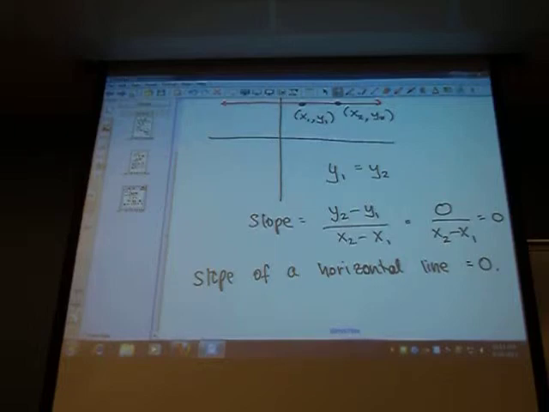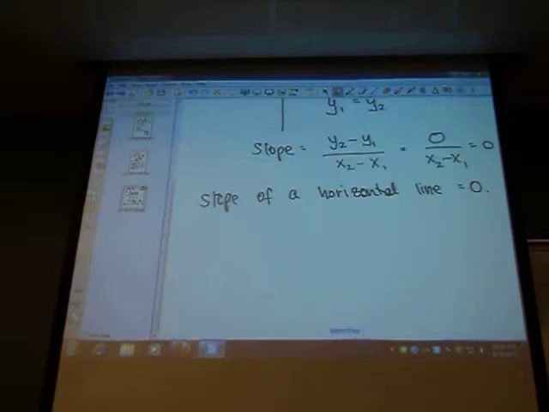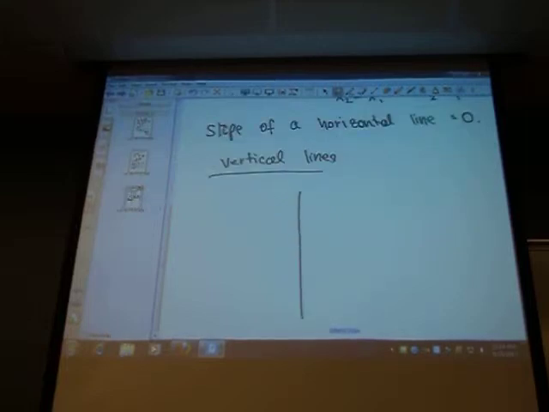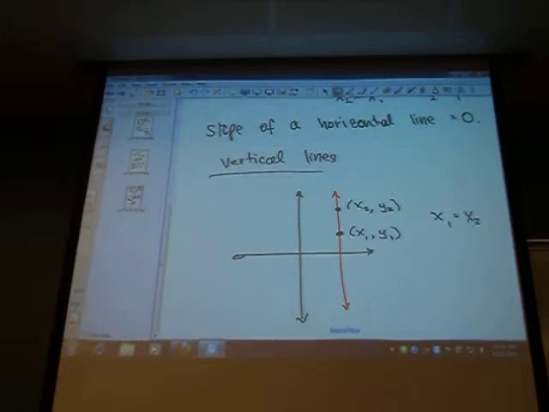Okay, now let's think about a vertical line. What can I say about a vertical line? Draw it real quick here. Be just the inverse. We'll have the same x value. Okay, so any points on that line, no matter where I draw it, they're going to have the same x value.